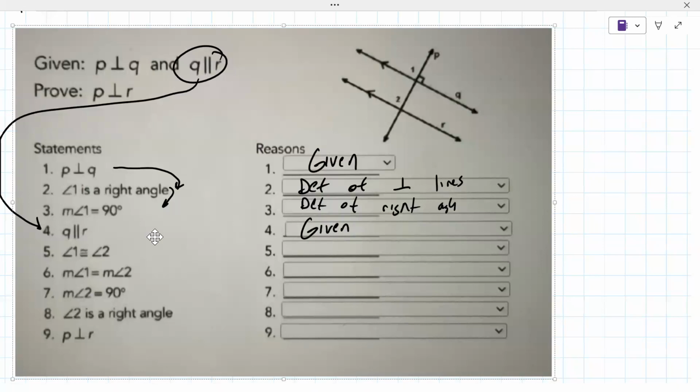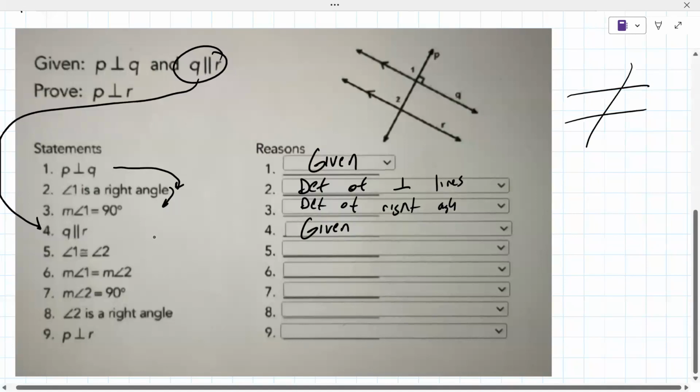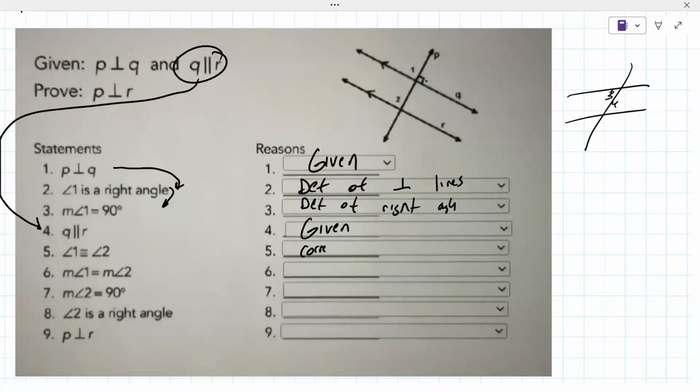Definition of congruent angles. They have a specific name. I have an example here. 3 and 4 are considered alternate interior angles. But 1 and 2 are not alternate interior angles. Do you remember what they're called? Oh, corresponding. Corresponding angles. So corresponding angles are congruent.